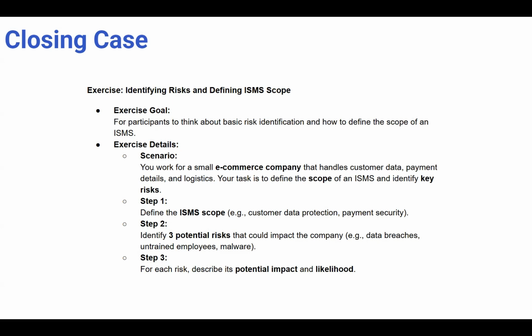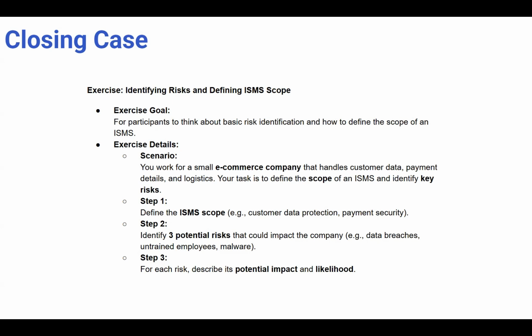Now in step two, I'm then identifying some of the potential risks that could impact our customer data protection and our payment security system. There could be the possible materialization of a data breach of customer data. There's a risk that untrained employees would set off some insider attack, or even malware that affects our payment security system. So those are potential risks that could compromise these assets in our ISMS scope.